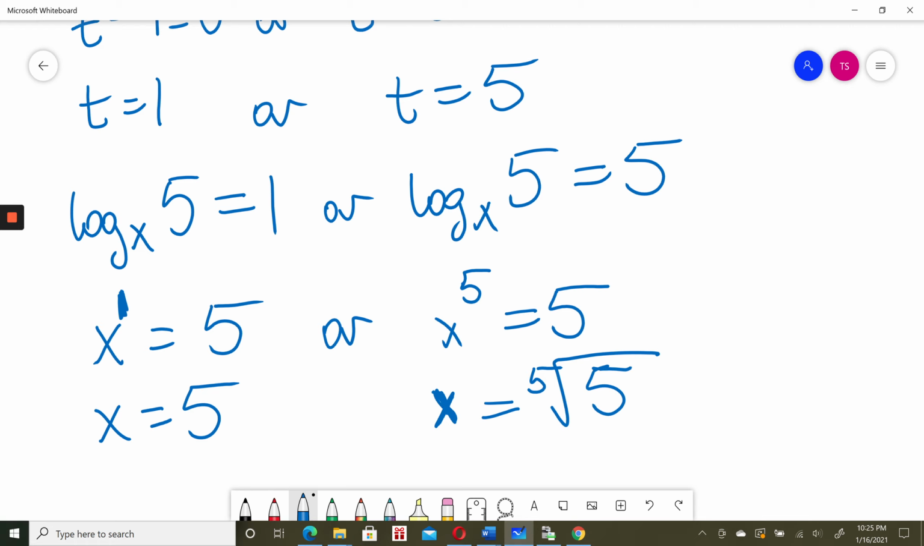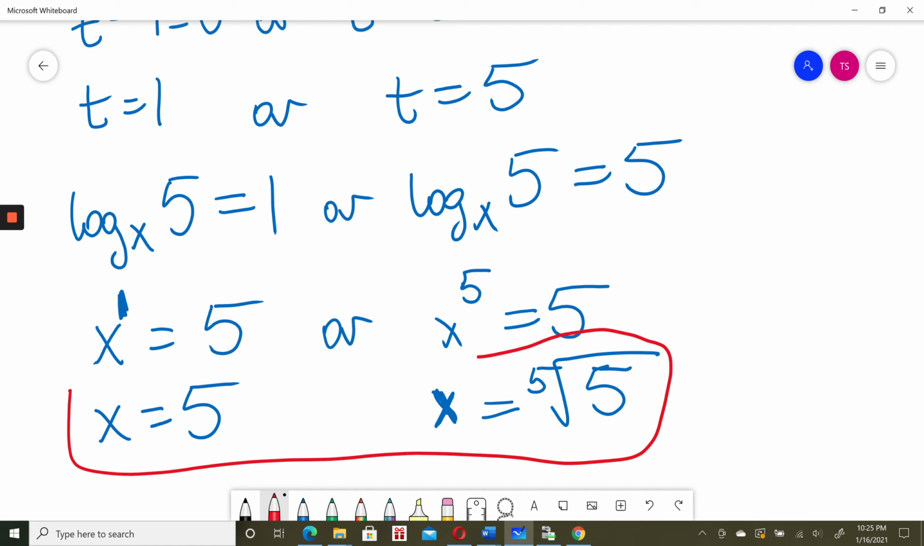I could check the domain again, but the domain was x is more than 0 and x is not 1, which is true. That's why we have two answers. x is 5 or x is the fifth root of 5.